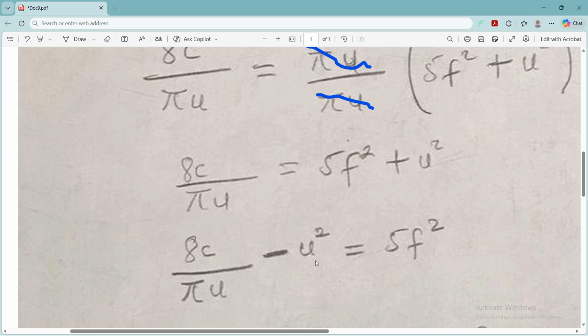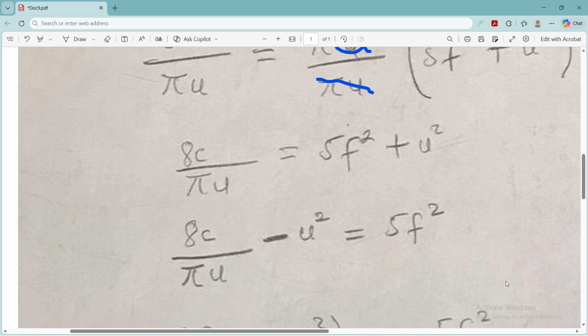So we are going to have our new equation to be the fraction 8c divided by pi u minus u squared equals 5f squared, right? And we want to make f the subject of the relation, so we have to cancel out with the 5f squared, right?